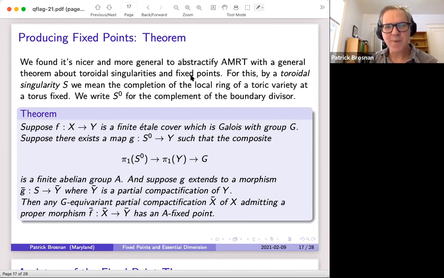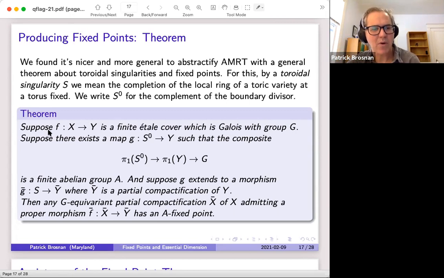First off, by a toroidal singularity S, we mean the completion of the local ring of a toric variety at a torus fixed point. And then we write S naught for the complement of the boundary divisor. The most important toroidal singularity that we care about is the one that's not singular. You take the origin in A^n, take the completion of the local ring there, call that S, and then S naught is S minus the coordinate hyperplanes. We could do basically everything in the paper using just that one.